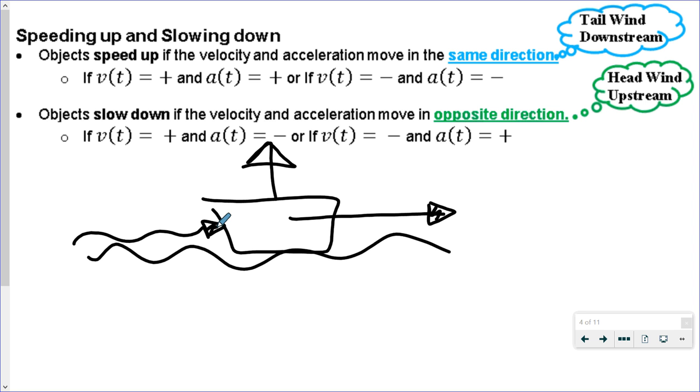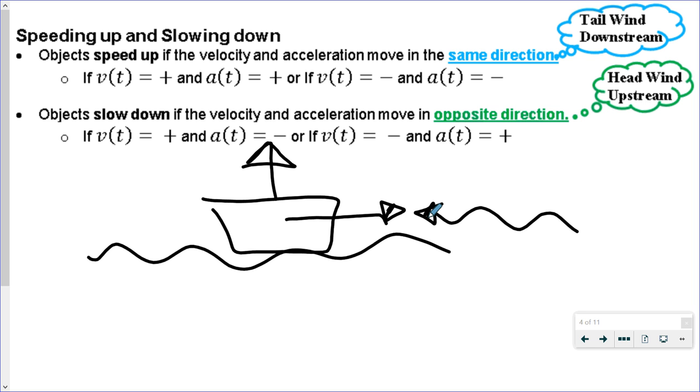Now, objects will slow down if velocity and acceleration are in opposite directions. So let's say I have that boat in the water now, and it's going upstream, which means the current is pushing it back. The current is going to push against the boat because they're acting in opposite directions. Therefore, it will slow the object down.